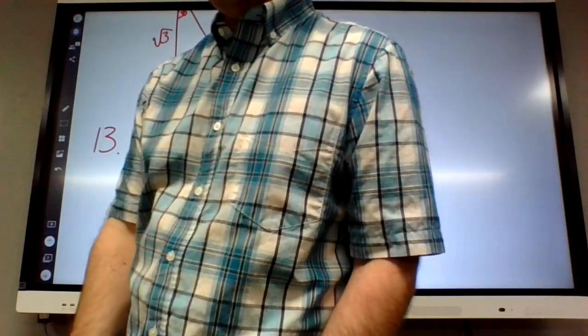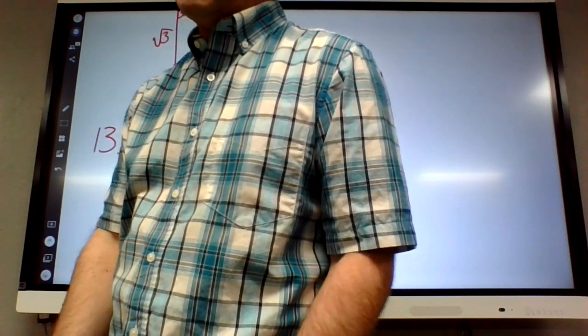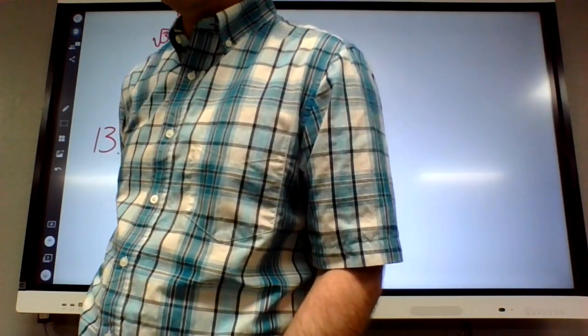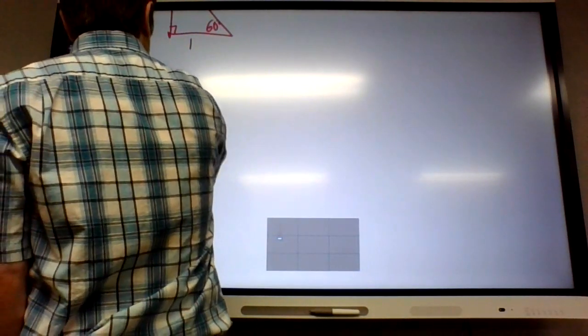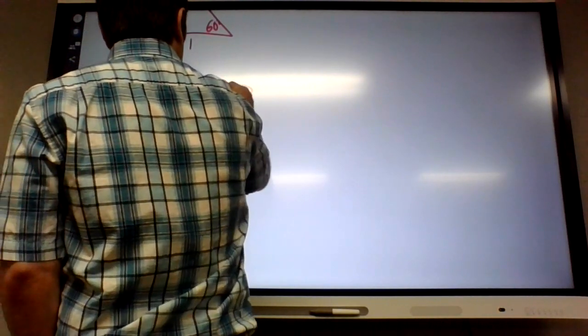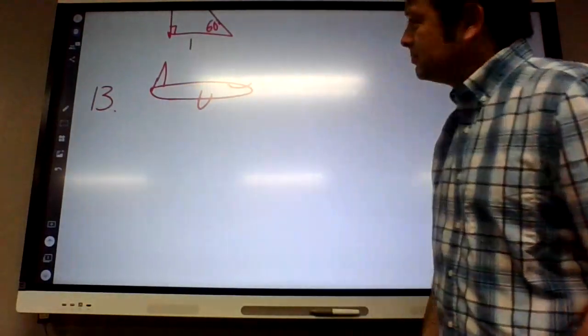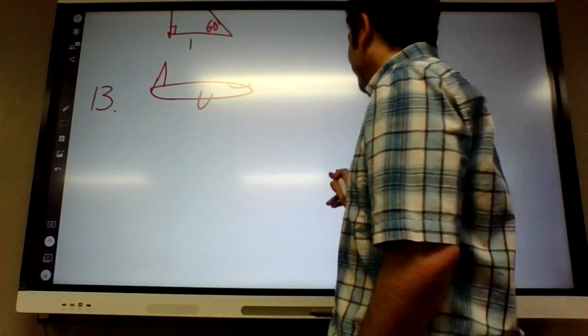Okay. An airplane is at an elevation of 35,000 feet when it begins to approach an airport. Its angle of descent is 6 degrees. My chance to draw my airplane, which is legendary.